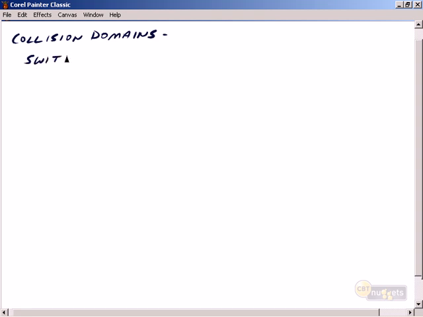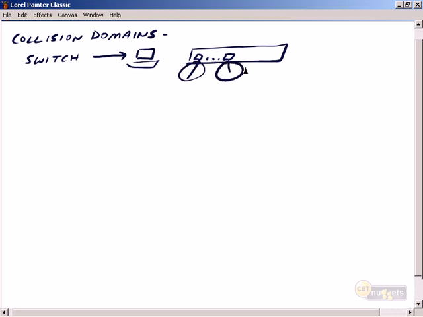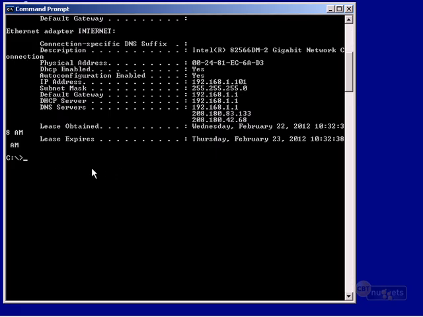So if you're using a switch, it's important to remember that the collision domain is actually only going to be the switch and the device that's directly connected to it. So if you have a switch here and you have, let's say, 24 ports, that's my ellipsis, each device that's connected is its own collision domain. Okay, so I did ipconfig on my system here.